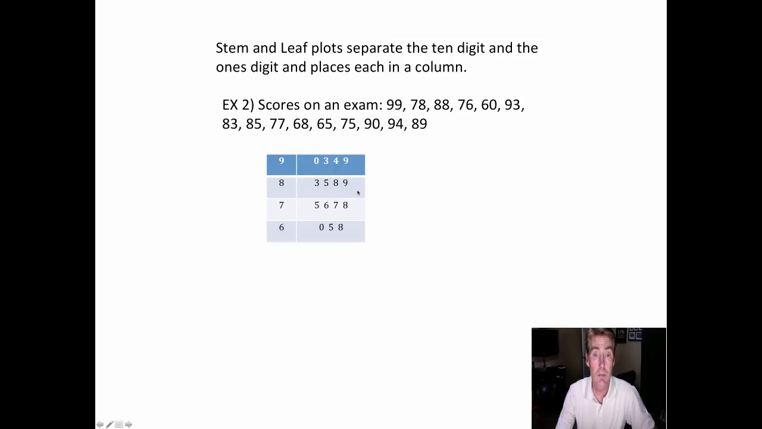The good thing about the stem and leaf plot is that if you had the stem and leaf plot, you could put together the numbers and relist them like this. 60, 65, they would even be in order too. So there are stem and leaf plots.